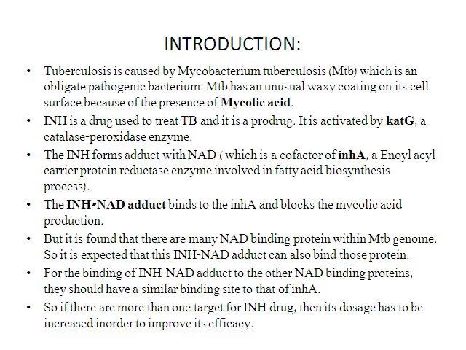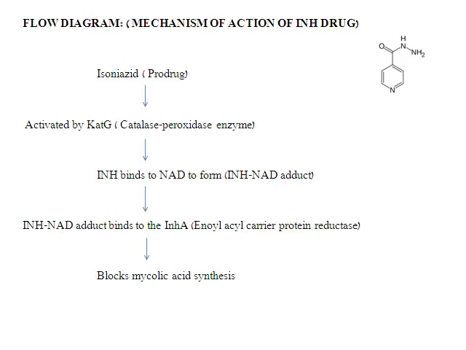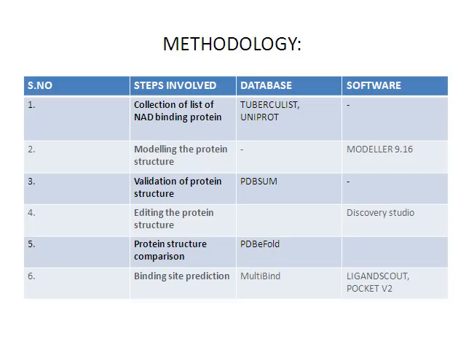Mechanism of action. Isoniazid is a prodrug, and it is activated by KatG, a catalase peroxidase enzyme that is present within the MTB genome. Then the INH binds to the NAD. This NAD comes from the enoyl acyl carrier protein reductase enzyme, and this INH-NAD adduct binds to INHA, which is nothing but the enoyl acyl carrier protein reductase, which blocks mycolic acid synthesis.